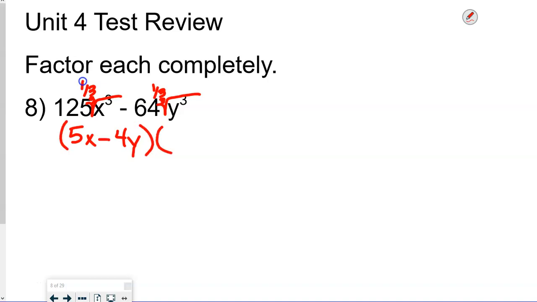So once again, our process is taking that first term, 5x, and squaring it, multiplying the two terms together, the 5x times the 4y. Now remember, I said if the sign in the first set of parentheses is a minus, which we got from up here, then the sign in the second one's going to be opposite that. So that's going to be a plus. And then we're going to square the 4y.